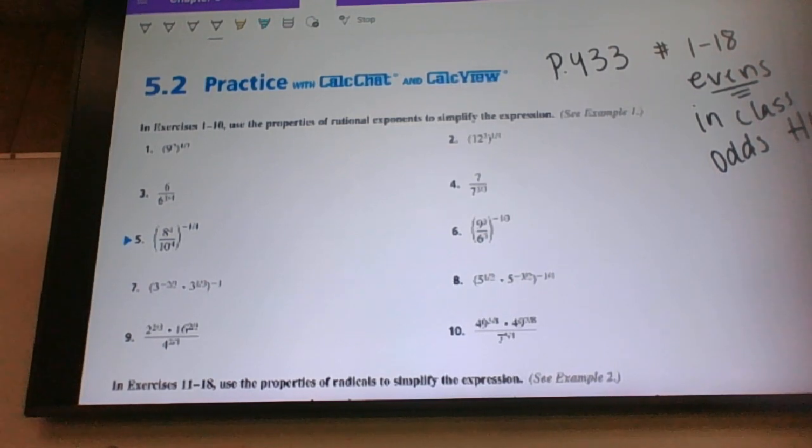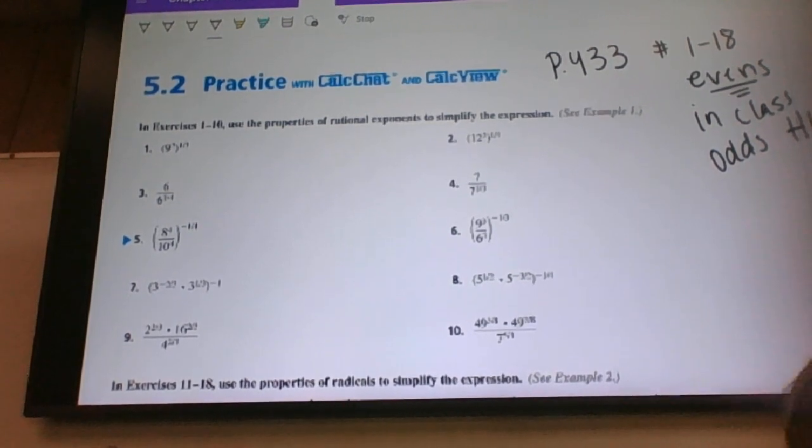And it will be here after school today. If you just want to get them all done, coming after school, get them all done.